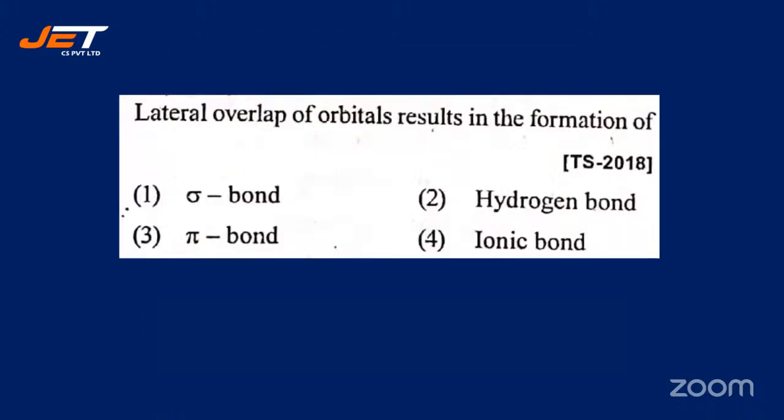The lateral overlap of orbitals results in formation of, lateral గా రెండు ఆర్బిటాల్స్ అనేవి ఓవర్లాప్ అయితే అప్పుడు ఫామ్ అయ్యే బాండ్ ఏంటి? Sigma bond, hydrogen bond, pi bond, ionic bond? Which is the right answer? Come on, guess, students.